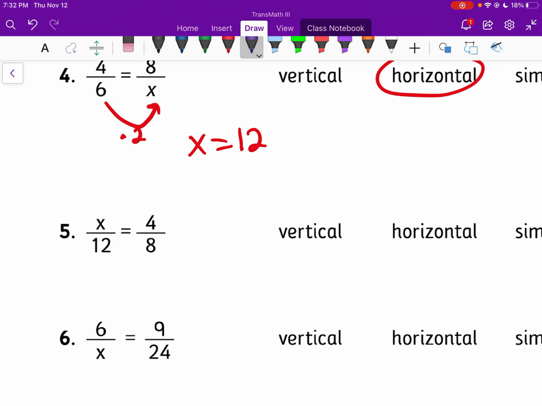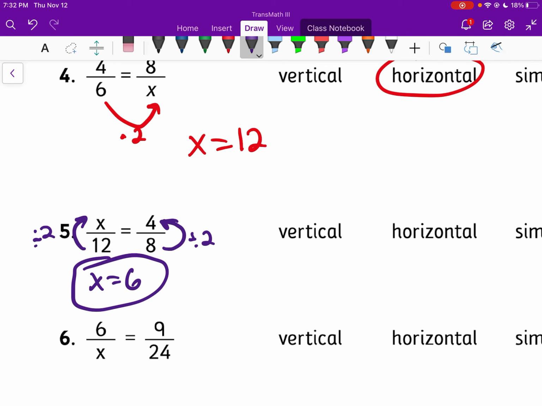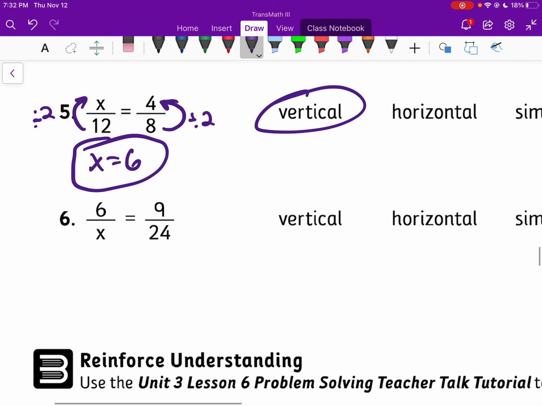Number 5 here. Okay, we're thinking 8 to 12 or 8 to 4. I'm thinking 8 to 4 is a lot easier than 8 to 12, because I know 2 times 4 is 8. So 8 divided by 2 would be 4. So then I would have to do 12 divided by 2. And we get an x value of 6. We went up and down, which is vertical. All right, number 6 then.